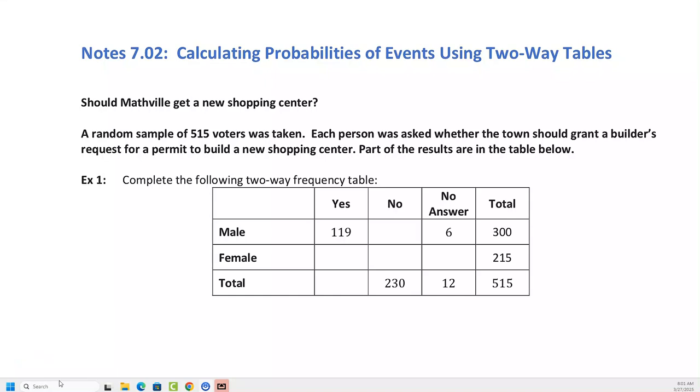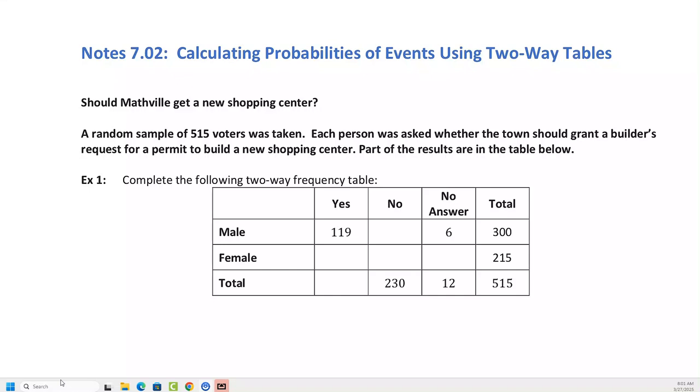So today we're going to be doing our notes for section 7.2, calculating probabilities of events using two-way tables. This is actually a really cool way of calculating probabilities. We're going to be organizing our data into a table, and it really helps you visually understand what you're doing. So with that, let's take a look at these notes that we have here.